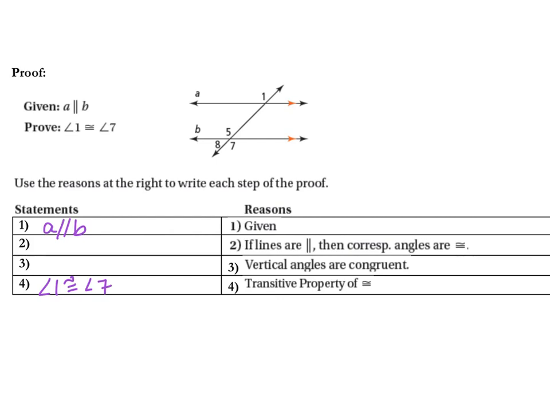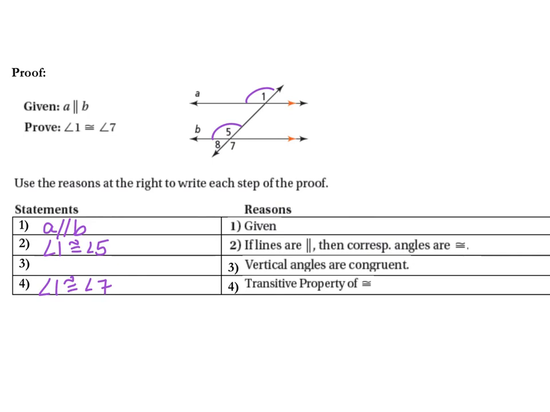Okay, if lines are parallel, then corresponding angles are congruent. Well, where are the corresponding angles in the picture? We've got angle 1 and angle 5. Angle 1 is congruent to angle 5. And then how are we going to link together step 2 and step 3 to make angle 1 congruent to angle 7?